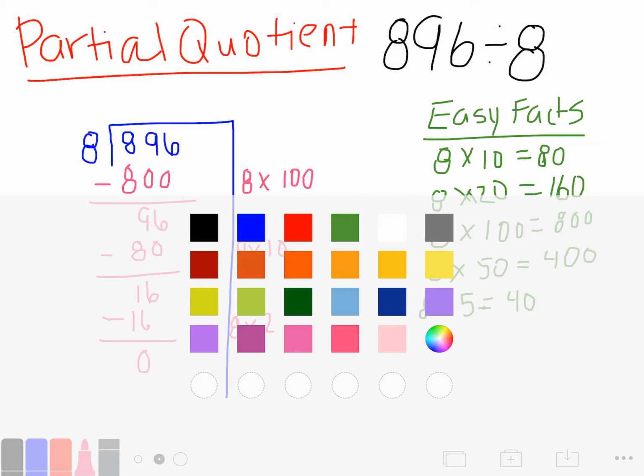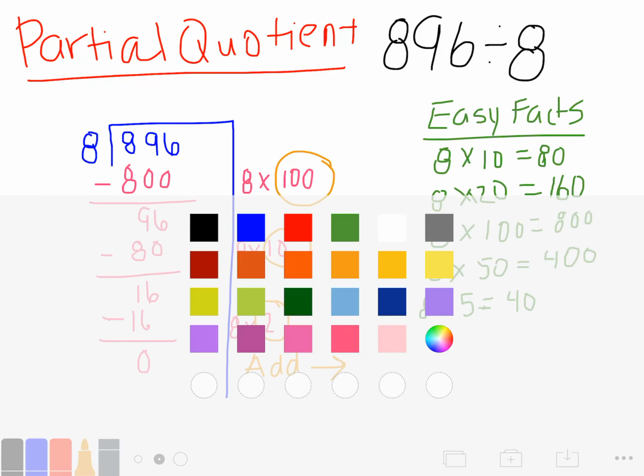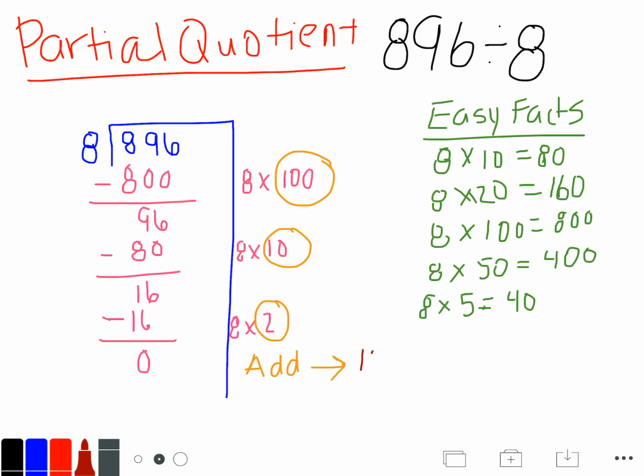Then what I want to do, and I'm changing colors for this, is add up the numbers that I circled, which are all the numbers I multiplied times 8. I would be getting 100 plus 10 plus 2, which you'll see me write out right here, and that will give us a quotient of 112.